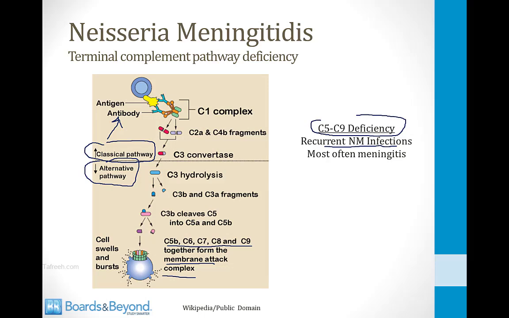You really need the membrane attack complex and the complement system in order to defend against encapsulated bacteria, and in particular you need it to defend against Neisseria. So children who are deficient in C5 through C9 will have recurrent Neisseria infections. Usually it's meningitis. And in a board question, this is going to be a child who gets several bouts of Neisseria meningitis infection, and you should think that they have a deficiency in one of these components of the complement system.